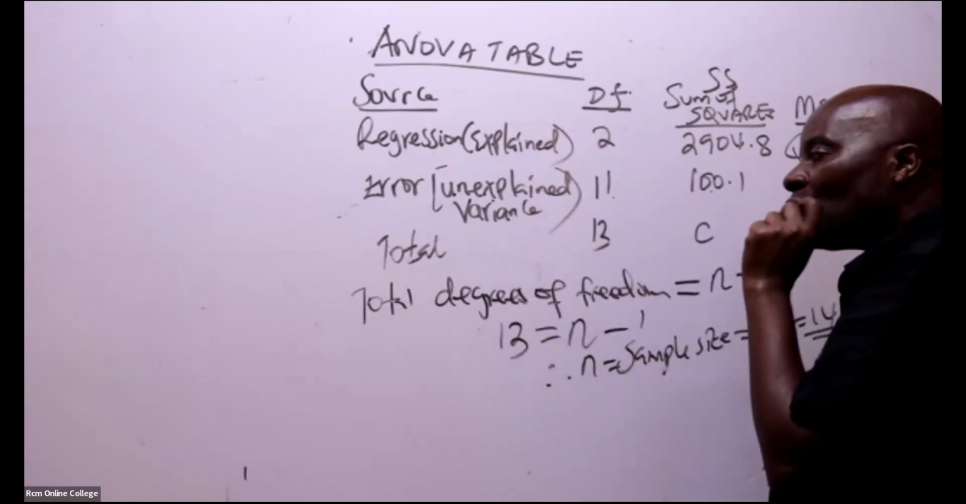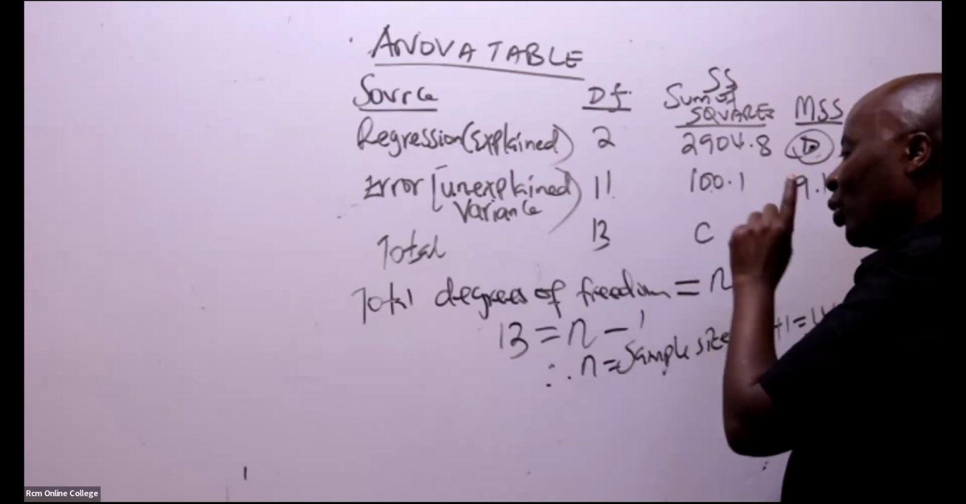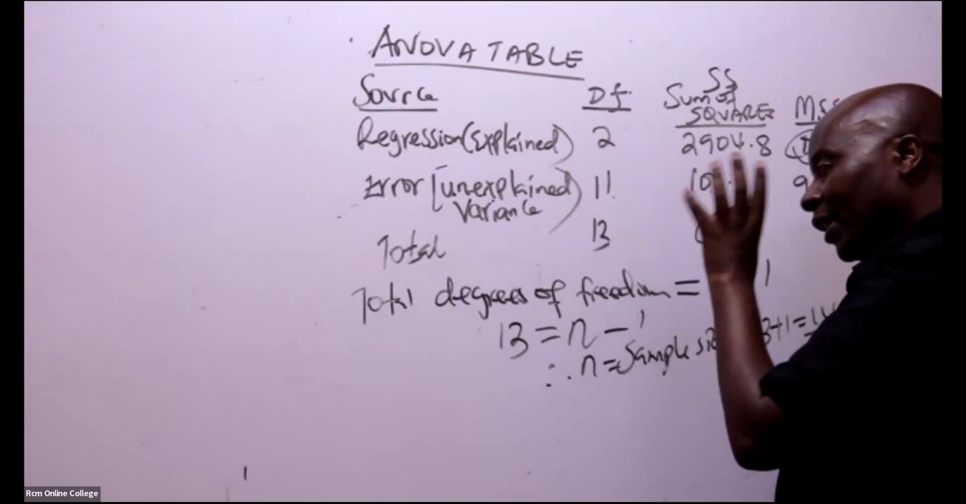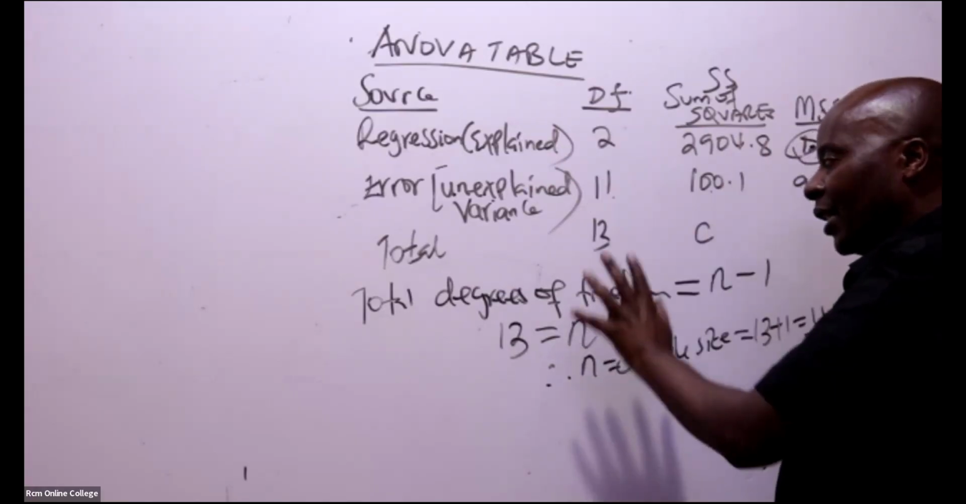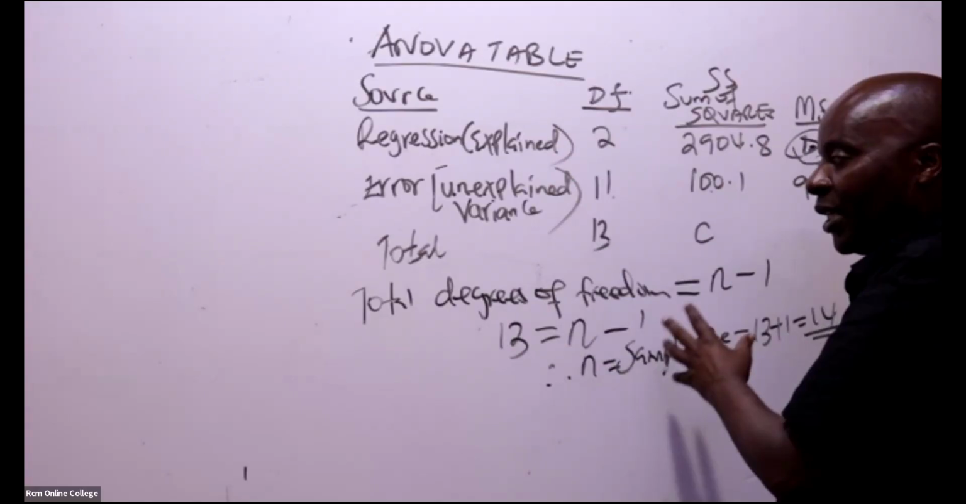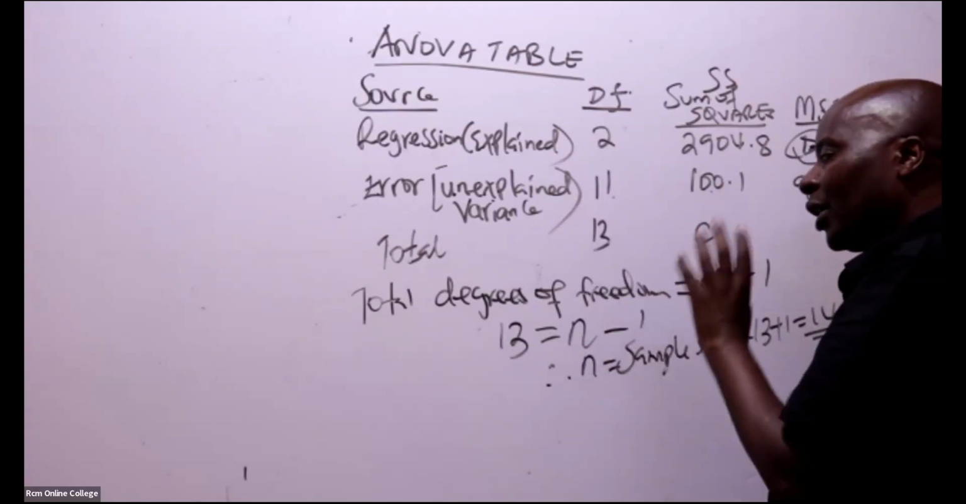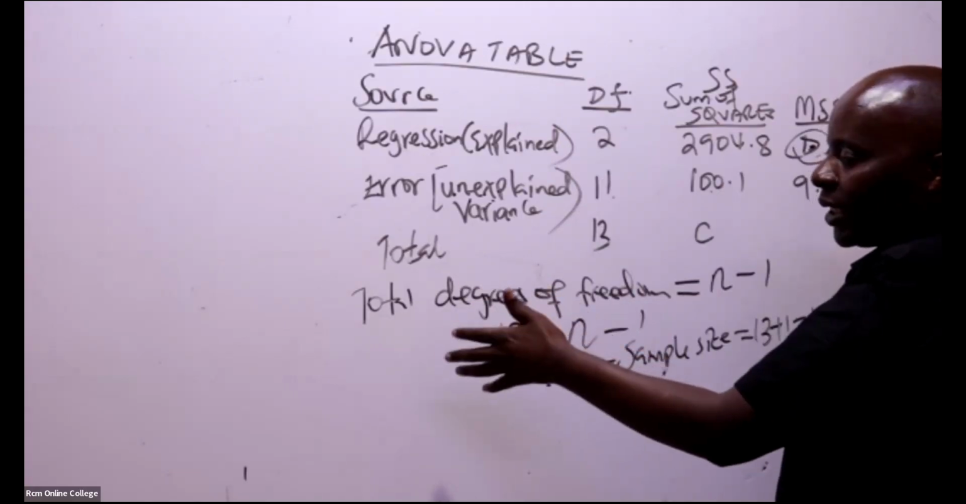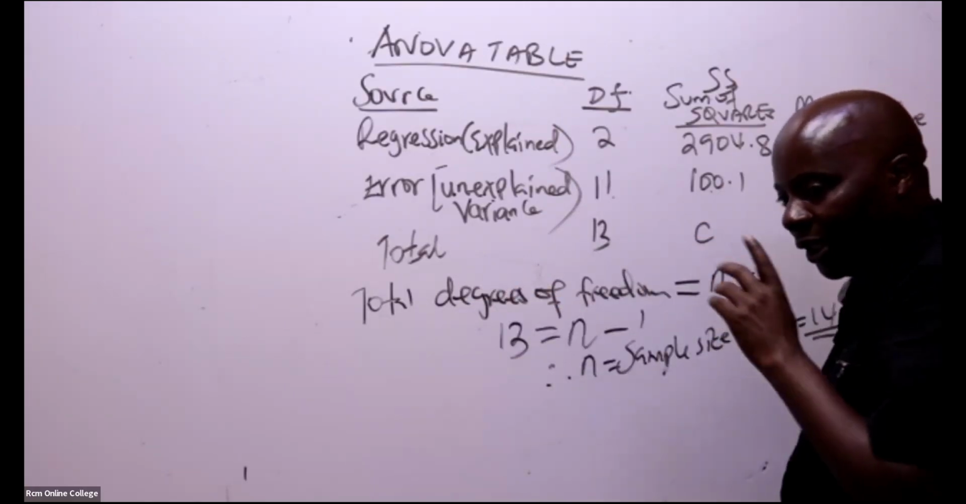So you need to know that total degrees of freedom will always be equal to n minus 1. So we would have taken 14 minus 1 to get 13. This is really critical as a foundation for this particular session: how to calculate total degrees of freedom. If I were you, I would have highlighted this. This is really critical. Total degrees of freedom.